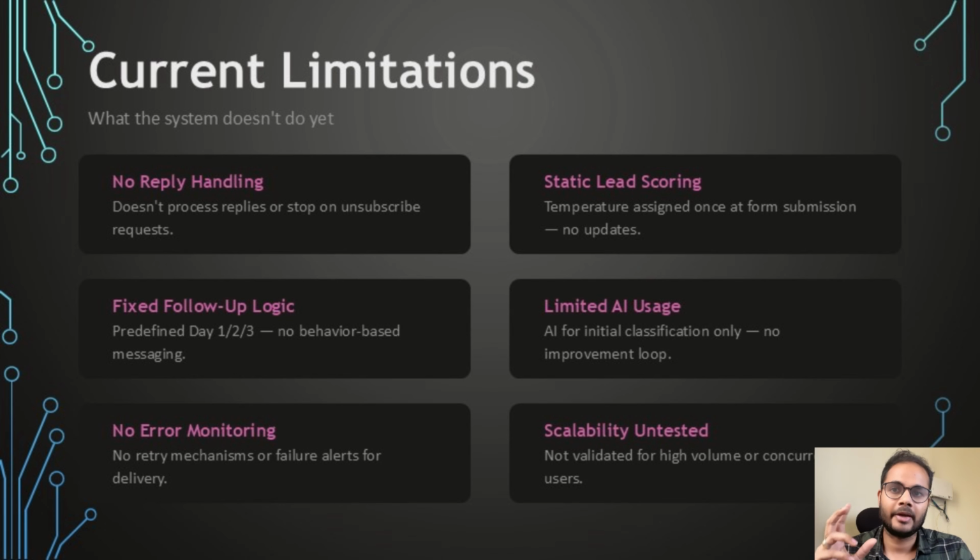We are having a particular interval of days. Let's say we will send the first follow-up message on the first day, then the third day, fifth day, seventh day. So this logic is fixed, and we know what message we should send on a particular day. That is fixed, but there is no behavior based messaging.